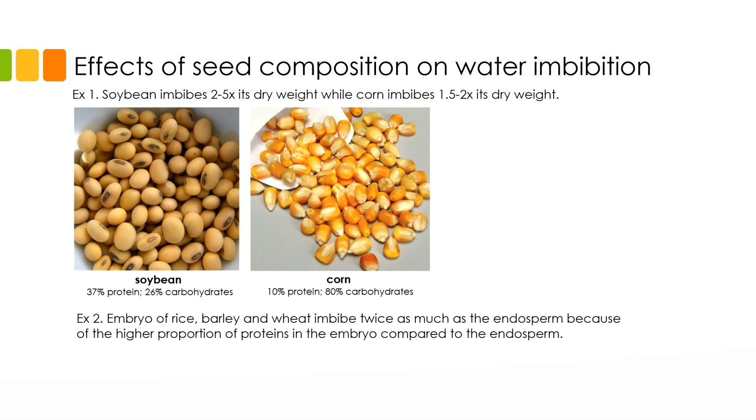Now, in terms of the water requirement of the basic structures of a seed, species like rice, barley, and wheat have twice the requirement for water in the embryo compared to the endosperm because of the higher proportion of proteins in the embryo compared to the endosperm.